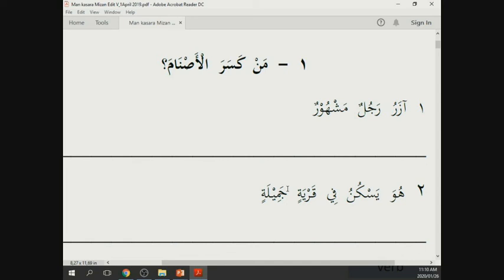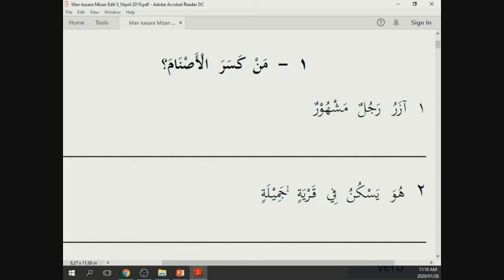Azar is a famous man. So rajulun means man, mashhurun means famous. Azaru rajulun mashhurun. You translate it as Azar is a famous man. So you already identified that you had to add something in there, isn't it? You had to add in a is. Right? And I said we're just going to assume for now, unless there's a was in the sentence, that the sentence is present tense. So that's correct, that's good, mashallah.